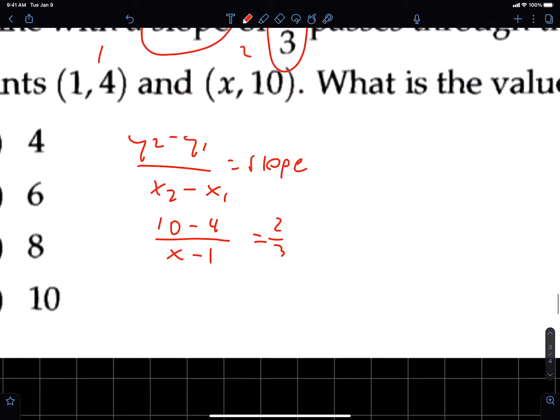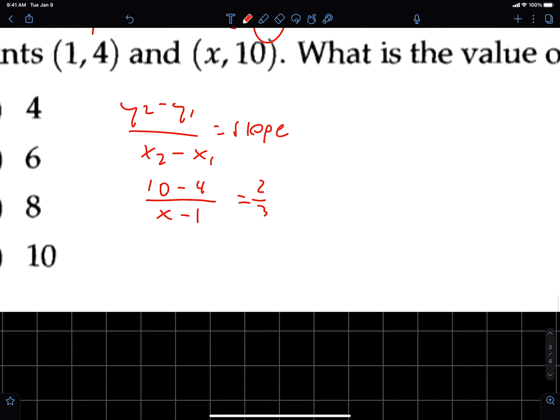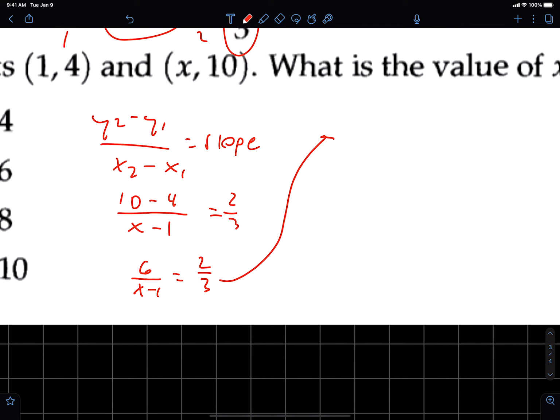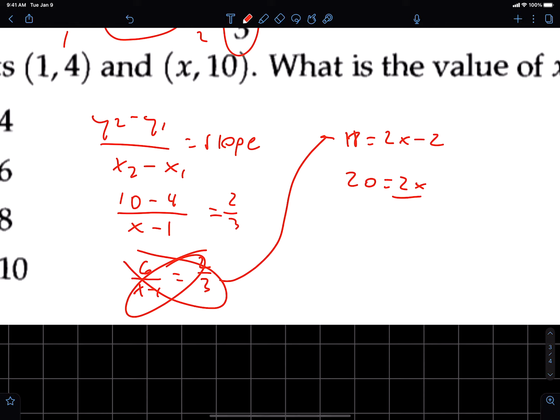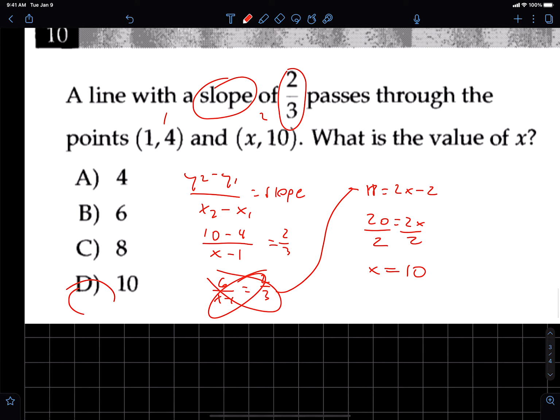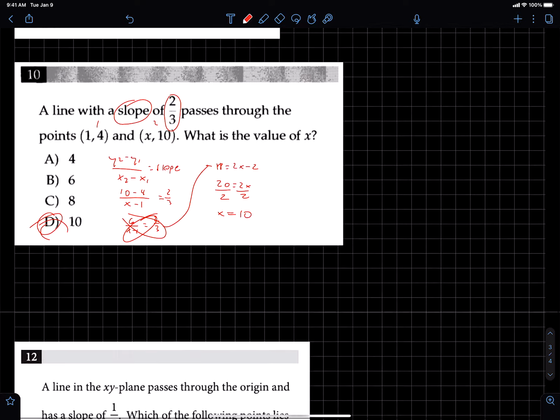And we're looking for the value of x here. So let's go ahead and simplify this down a little bit more. 6 over x minus 1 equals 2/3. From here, we can go ahead and cross multiply. So we get 18 is equal to 2x minus 2. Add 2 to both sides. Divide by 2, and we get that x is equal to 10. Option D. Cool.